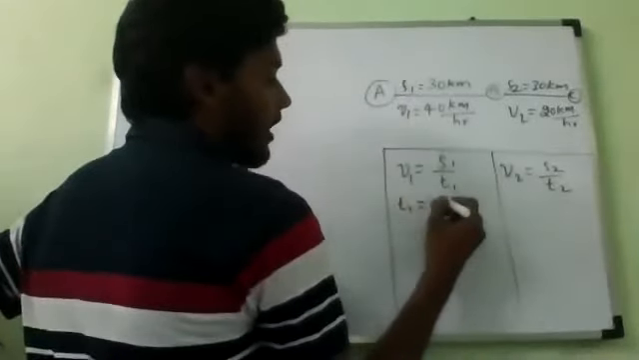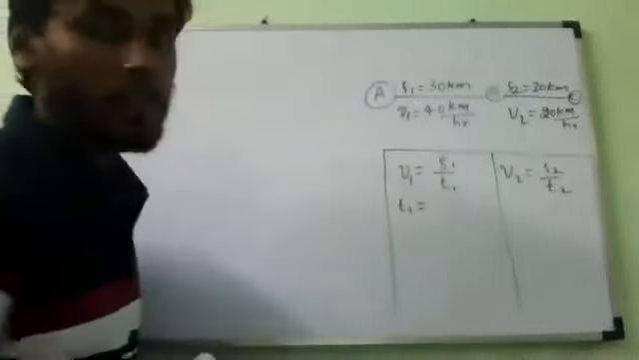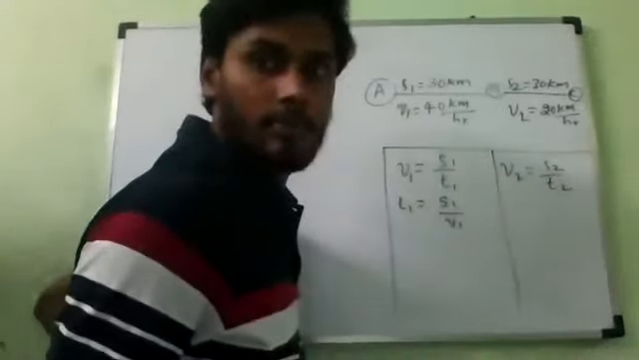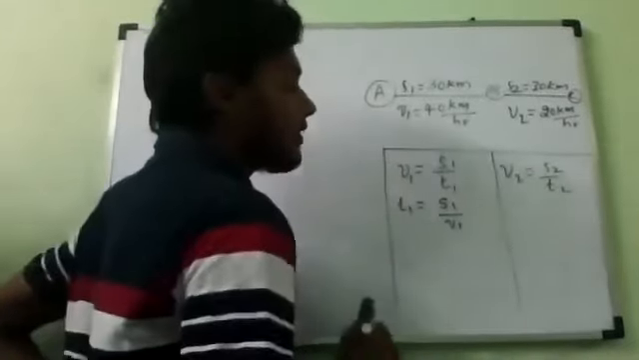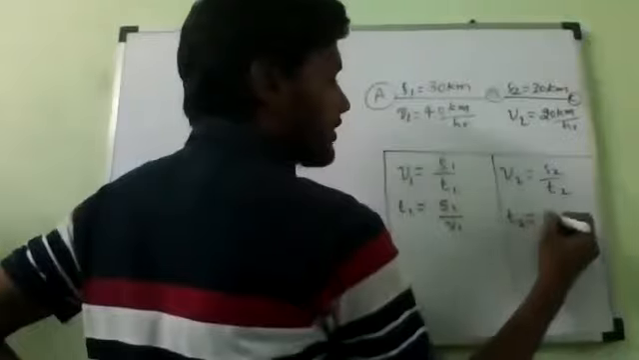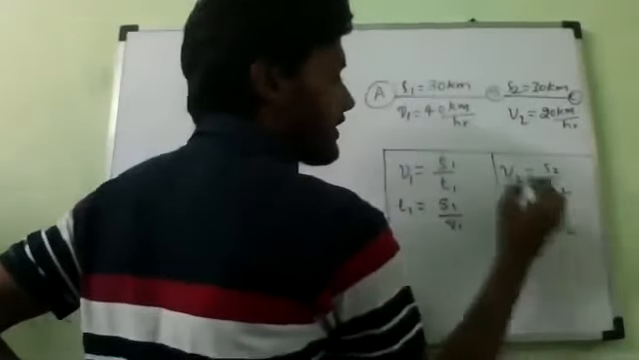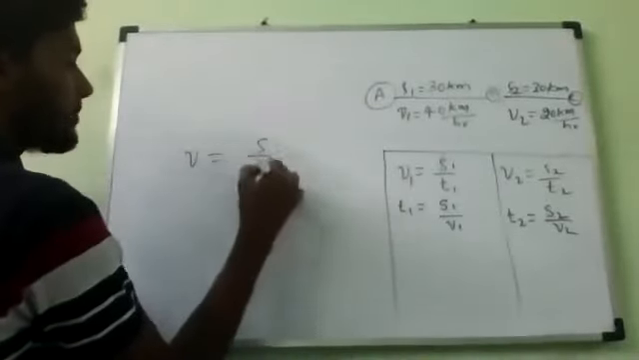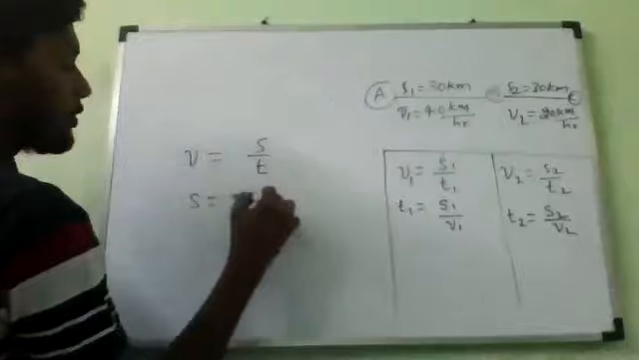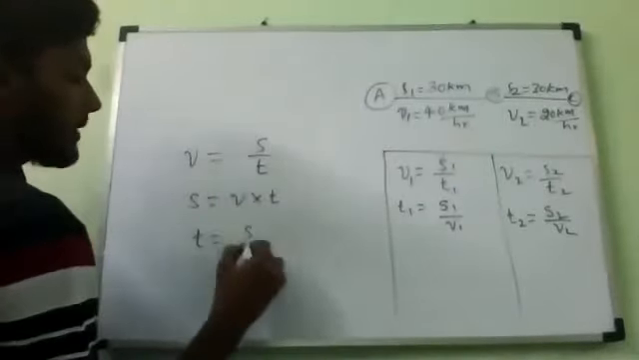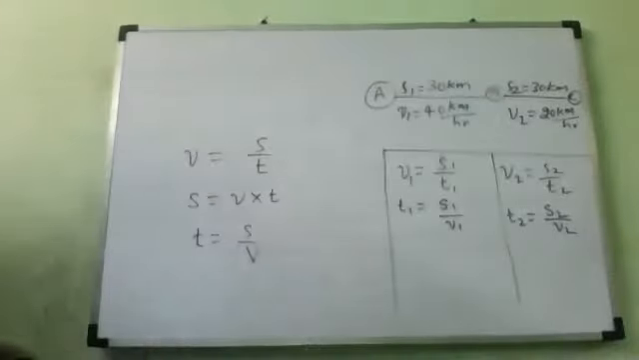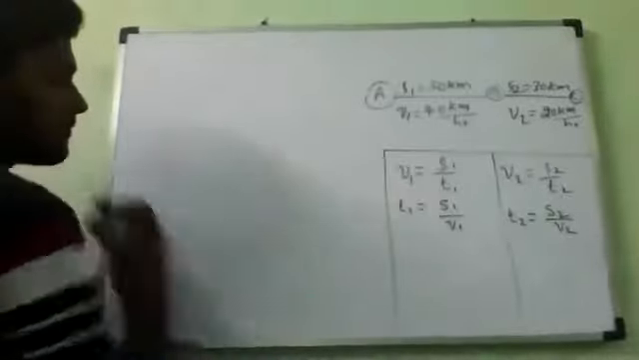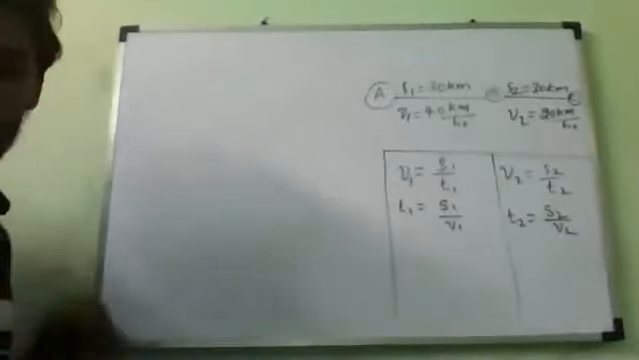How can we find it? The formula will change into what? T1 equals S1 by V1. Is it correct or not? Yes, sir. T2 equals S2 by V2. I have taught you before also: speed equals distance by time, distance equals speed into time, and time equals distance by velocity. Have you remembered this? Yes or no? Just cross multiplication. Understand?